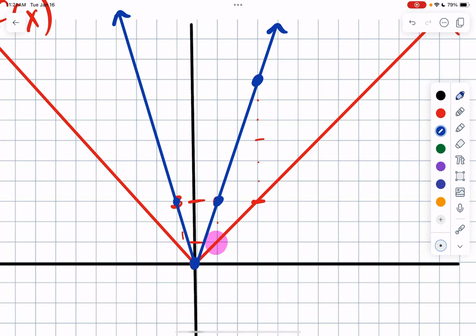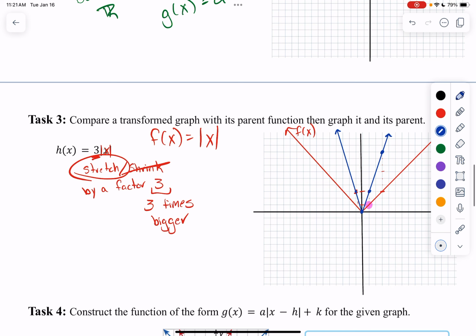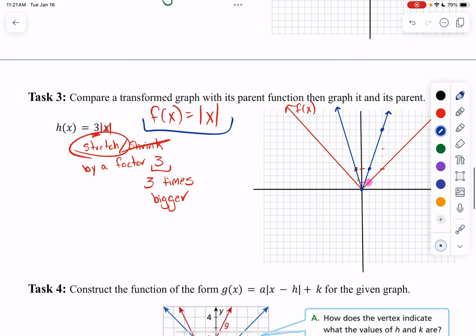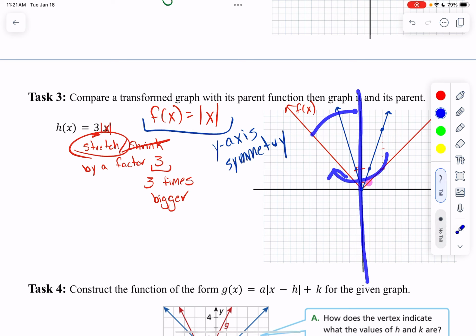Because my parent graph has what we call y-axis symmetry. What happens on one side happens to the other. It reflects over. I can kind of flip this over. If I fold it down here in the middle, these two sides land on top of each other. And you can use that to help you graph these.